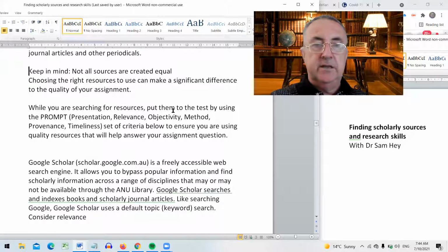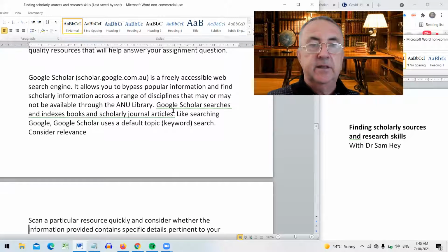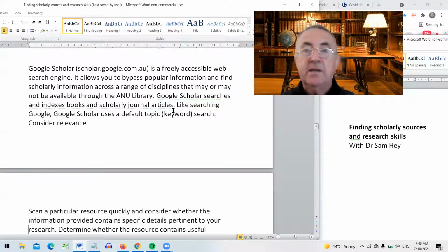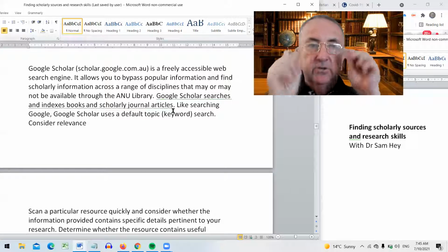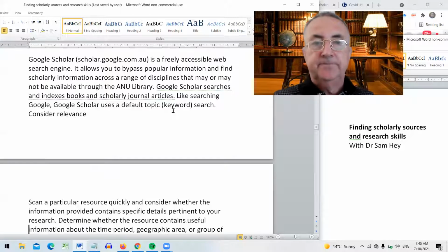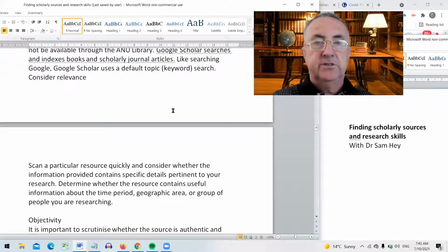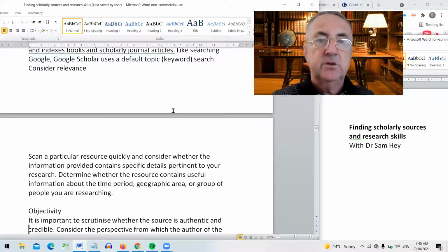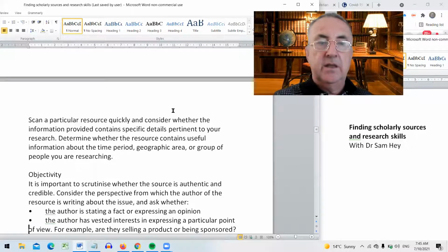What method do they use? What provenance? How long is it lasting through time? And how timely is it in the presentation? I encourage you, in terms of finding scholarly resources, to use Google Scholar, scholar.google.com.au. It's freely accessible as a web search engine, and it automatically goes to scholarly resources there. So Google Scholar uses a keyword search to find scholarly resources.